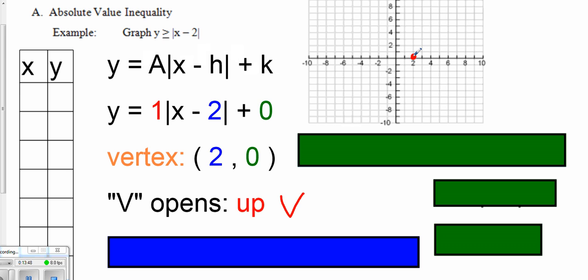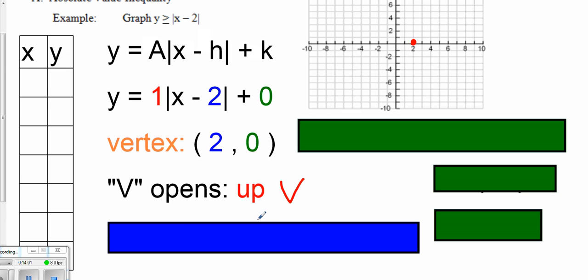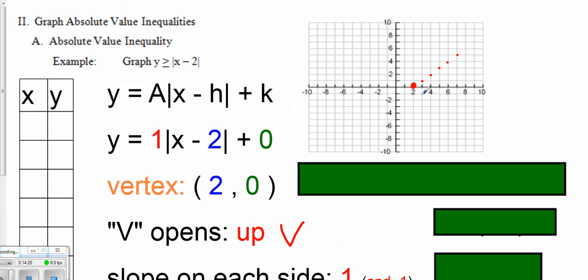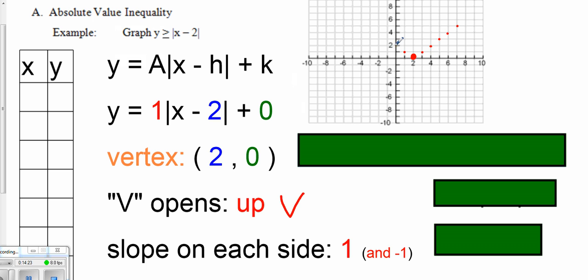Now, moving away from this vertex, what is the slope? Do we know if it's going up 1 over 1? Maybe it's going up 4 over 1. Maybe it's going up 1 over 3. We don't know yet. But we can just look at this a value, because the a value is 1. That means the slope on each side of our vertex, as it makes a V, is 1. So we're going up 1 over 1, up 1 over 1, and so on. Same thing in the other direction.